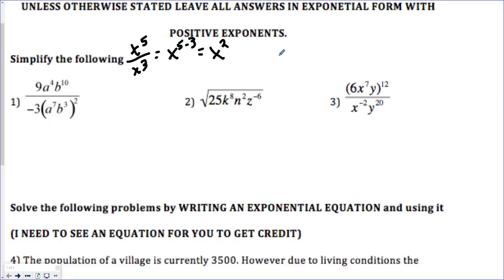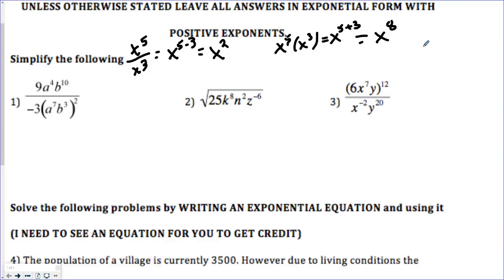The other one's multiplication. If I have x to the fifth times x to the third, I can add the exponents together and make this x to the 5 plus 3, or simply x to the eighth. So that's the second rule, the product rule. If you multiply bases that are the same, you can add the exponents and get your new answer that way.